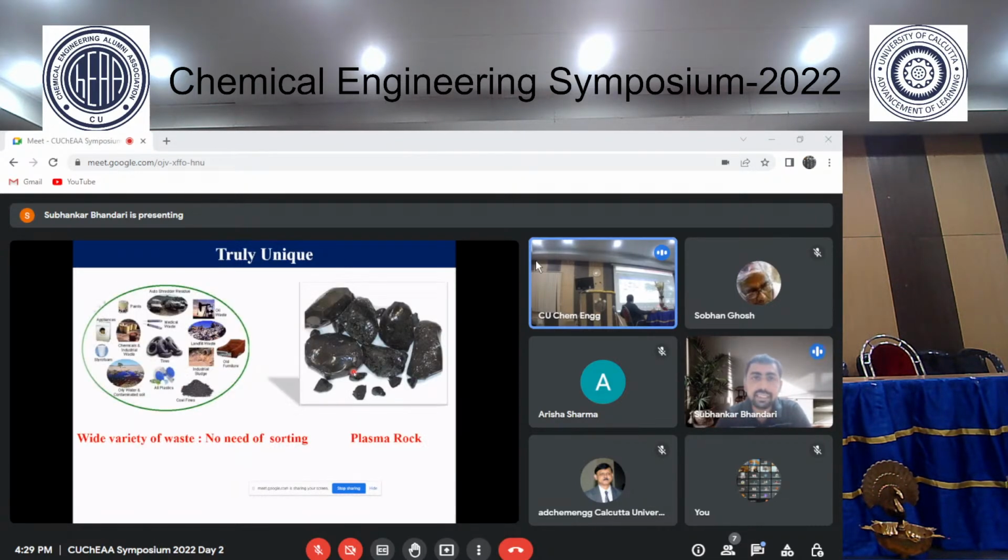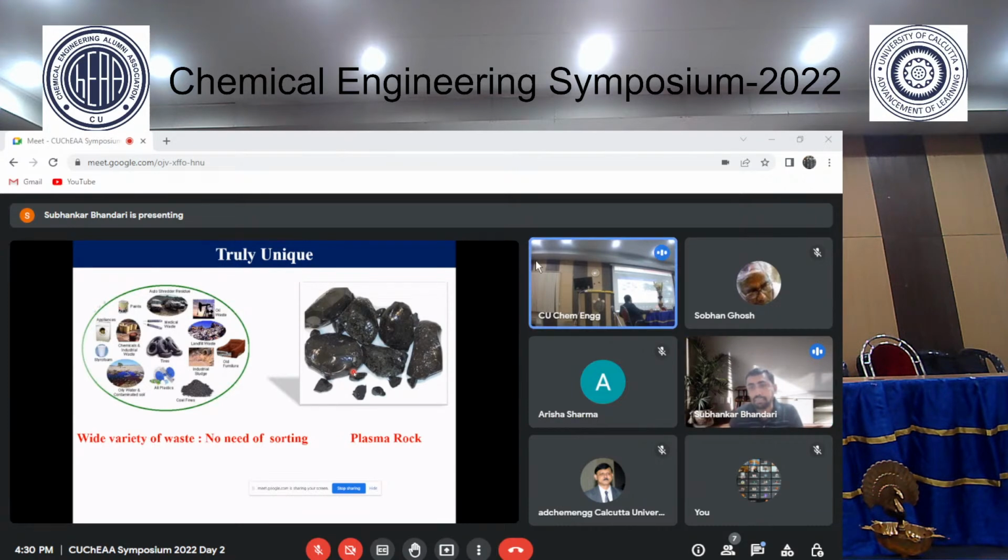These two are really unique. First is the wide variety of solid waste we can process. There is no need for sorting. You can put any kind of solid waste into the reactor. The organic portion will be converted to value-added syngas, and the inorganic portion will be vitrified. Sometimes chalks need to be added, but the hazardous inorganic chemicals will be vitrified into this solid rock.